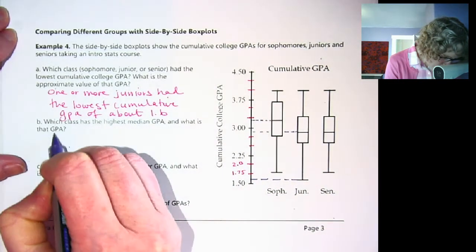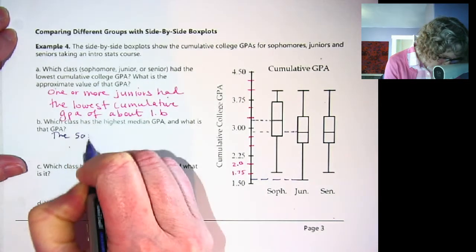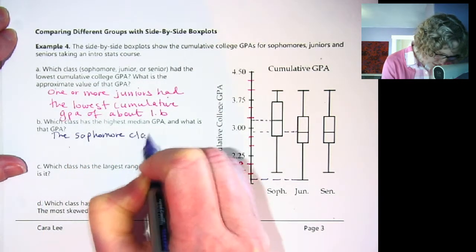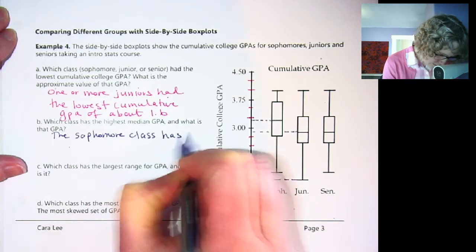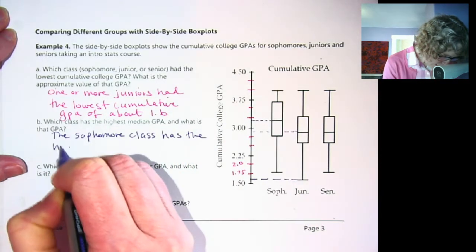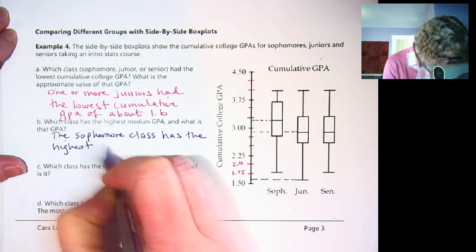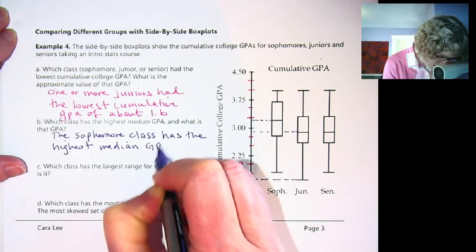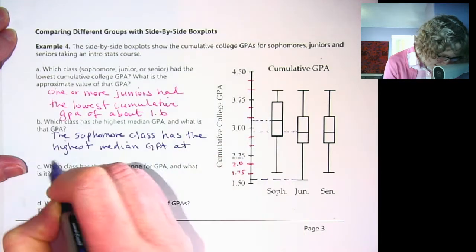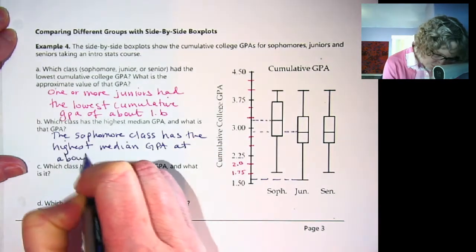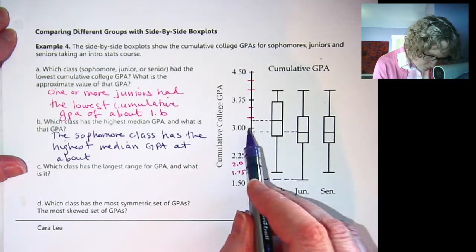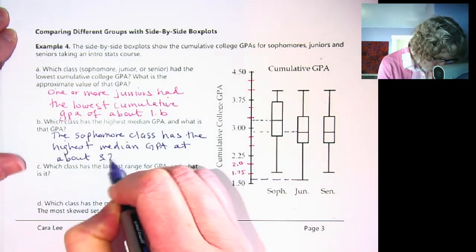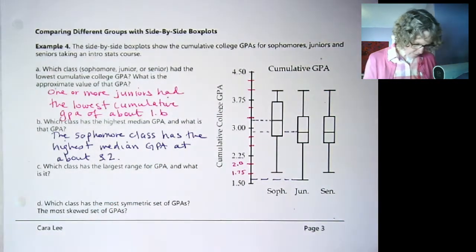The sophomore class has the highest median GPA at about, what did I say, 3.2? Okay.